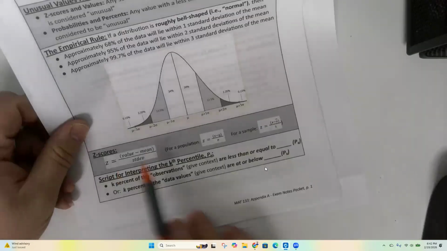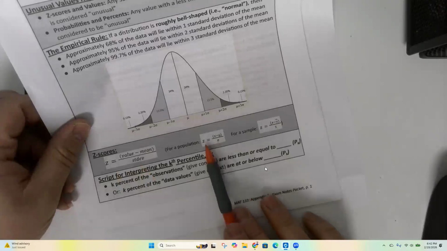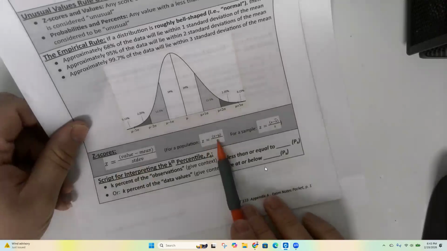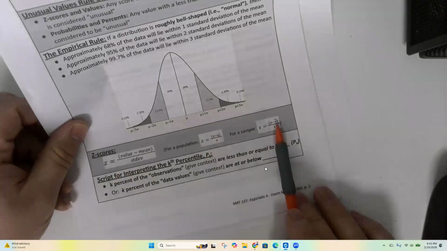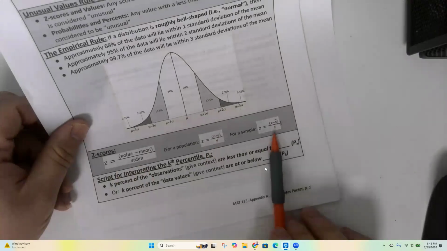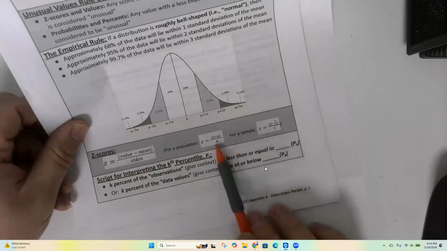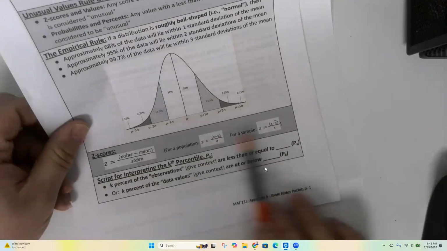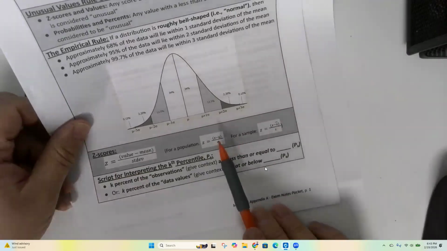Now, if you have a population, then the mean is mu and standard deviation is sigma. If you have a sample, it's X bar for the mean and S for the standard deviation. But don't worry about, how do I know which one to use? Do I plug in mu or do I plug in X bar? You're never going to have both, okay?